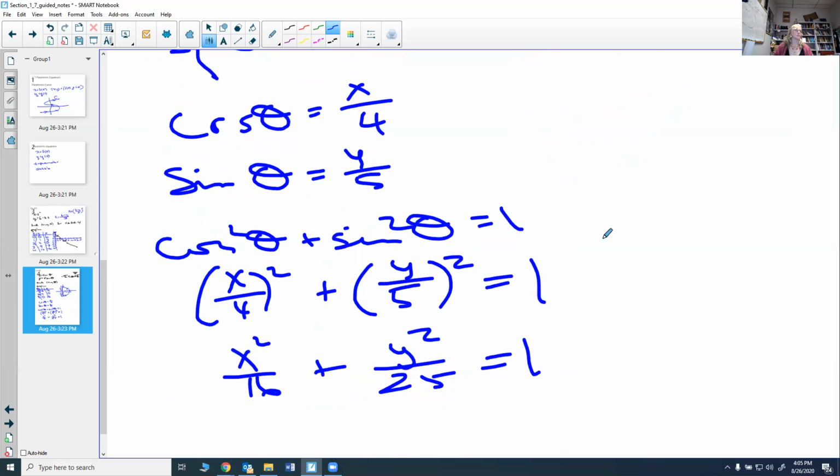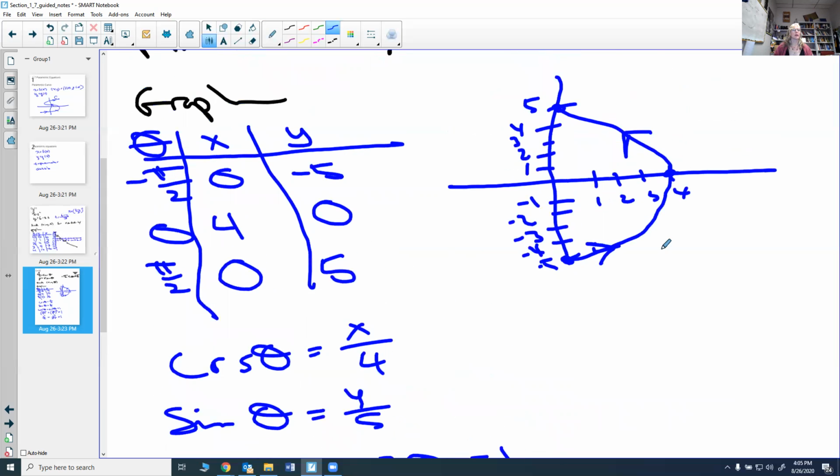And this is an ellipse. And so you can see we have half of an ellipse going here. If this had gone longer, we would have come up over here with the other half of the ellipse.